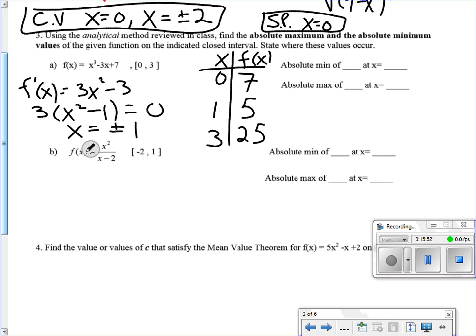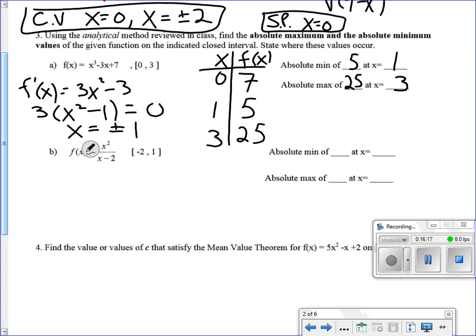So absolute extrema can only occur at endpoints or at critical values. So now you compare these three numbers. So the absolute min is the least of these, which is 5, and that occurs at x equals 1. The absolute max, the greatest of these y values, is 25, and that occurs at x equals 3.